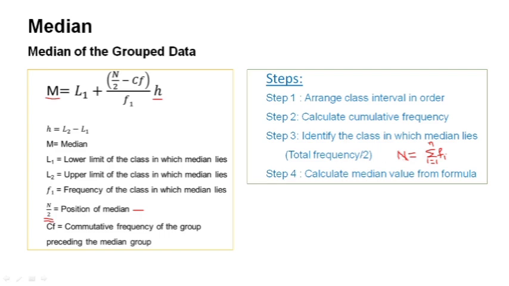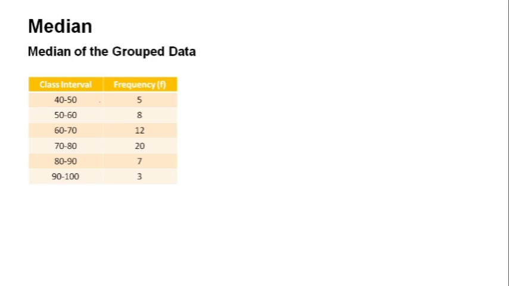So total frequency divided by 2. This will locate the median, in which class the median lies. Then after that, calculate the median value from the formula. So use this formula and find out the median value. These are the steps involved in calculation of the median of the grouped data. So let's see one example of the median of the grouped data.